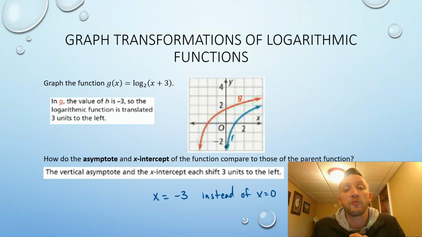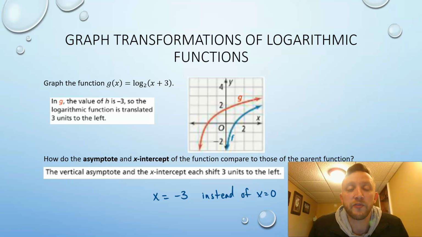So the blue graph here represents the original function, the parent function. The red graph there represents the translated, the new graph of log base 2 of the quantity x plus 3. So you can see that the graph has been translated to the left. And it should be translated to the left 3 units.